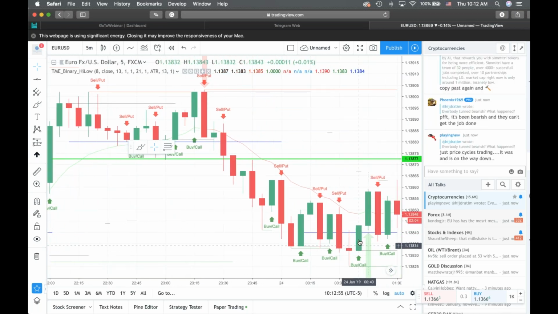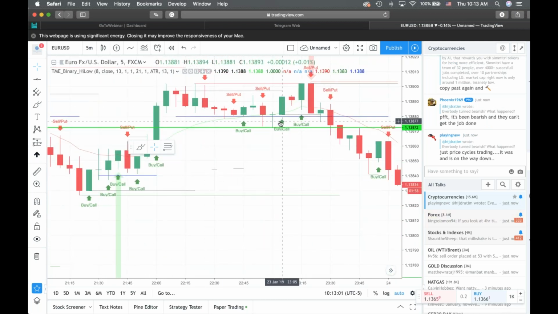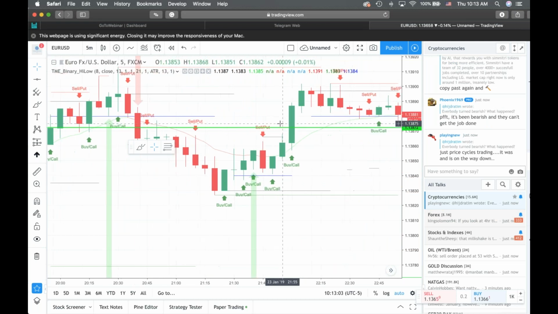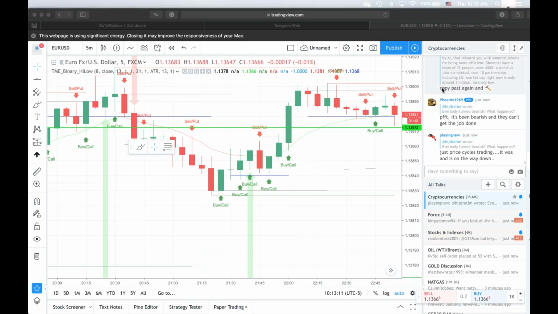So it's not going to work if you just follow the arrows. Don't just follow the arrows. That's what I want to emphasize. Don't just follow the arrows. Always follow the arrows and the lines.